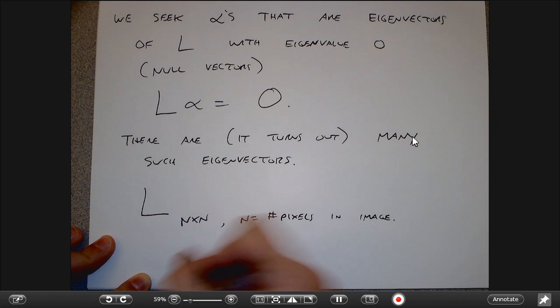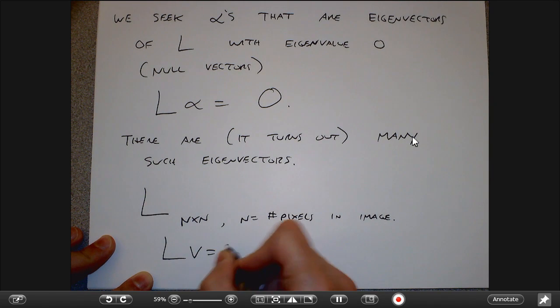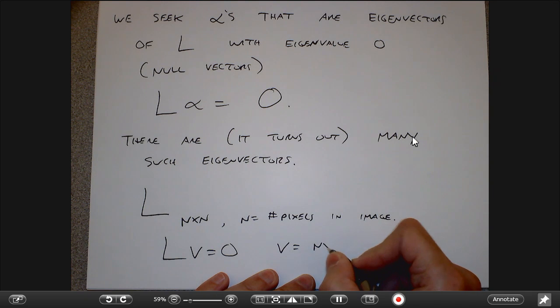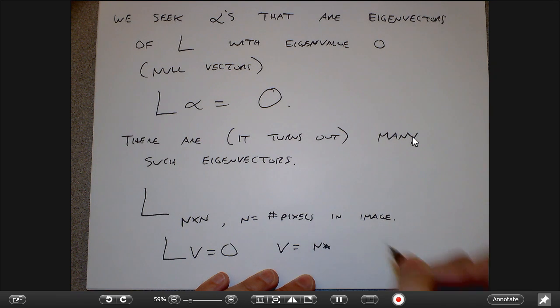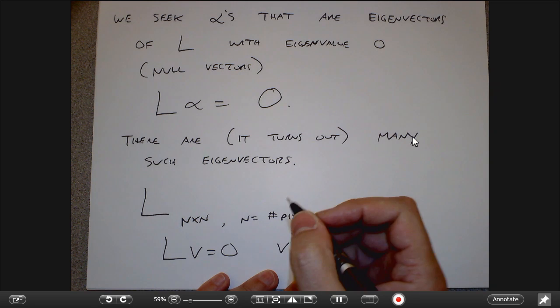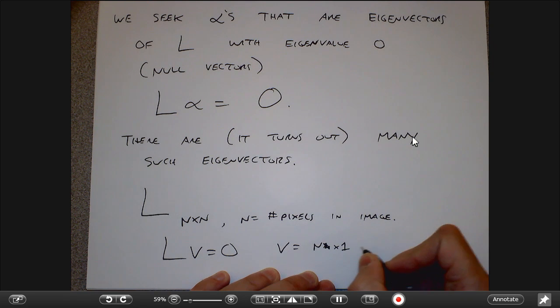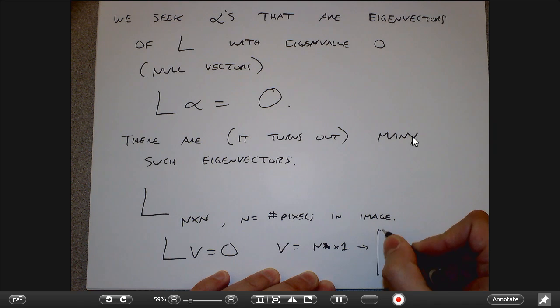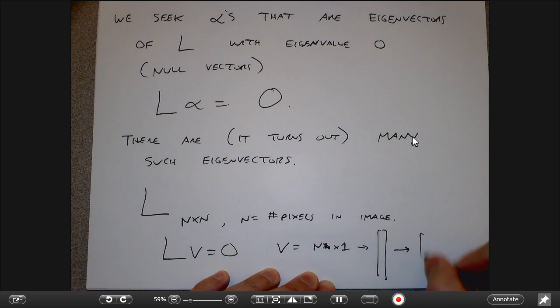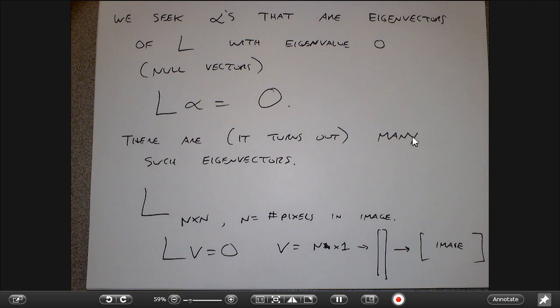So for an eigenvector of L, say I have LV equals 0, where V is n by 1. What I could do is turn this long, skinny vector back into what looks like an image, right? Because in some sense, what I did to create L in the first place was I took all the pixels in the image and laid them out like a long column vector. Once I've got an eigenvector, I can take that long thing and turn it back into something that looks like a grayscale image.